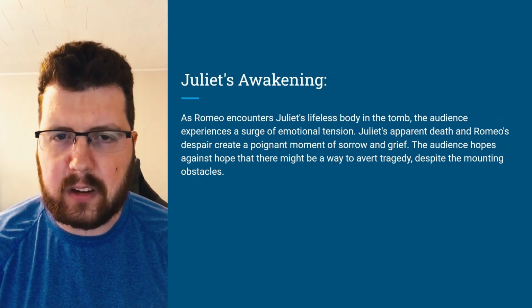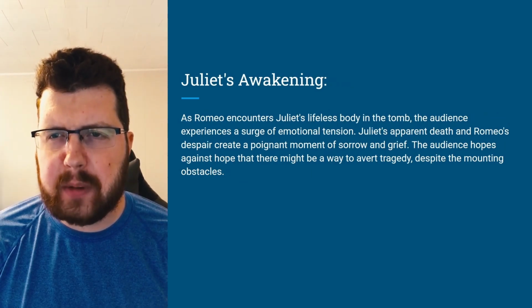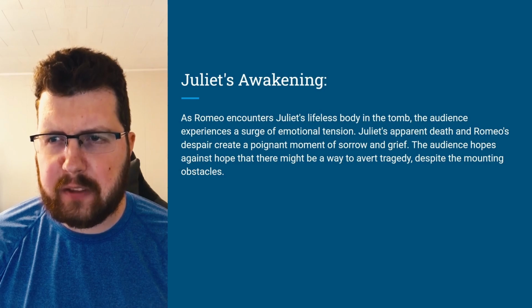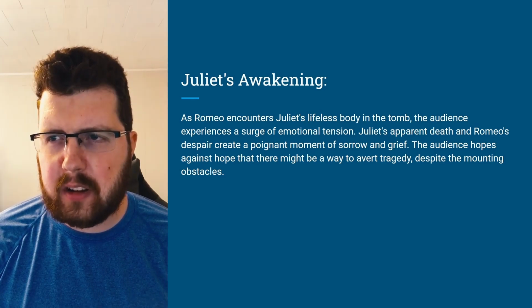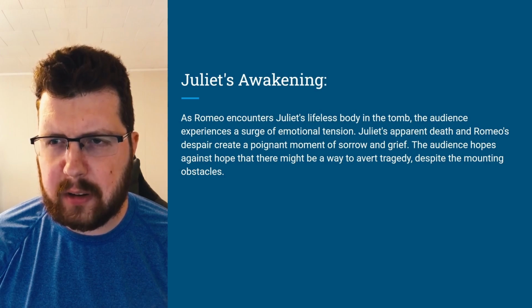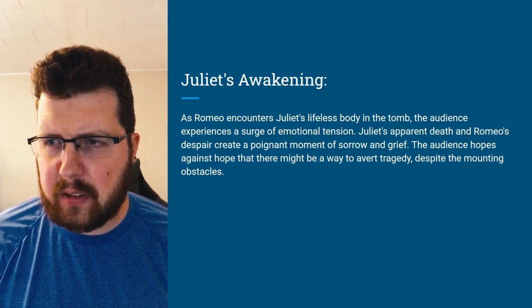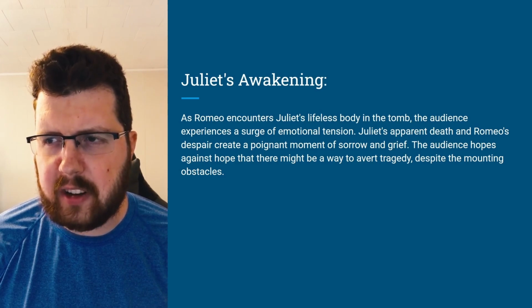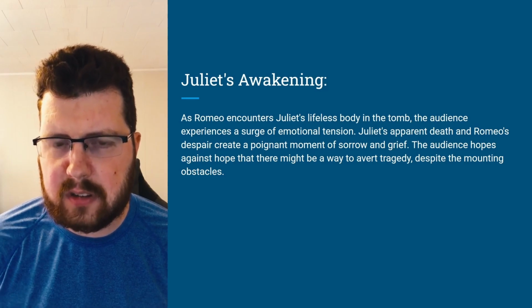of the scene. As Romeo encounters Juliet's lifeless body in the tomb, the audience experiences a surge of emotional tension. Juliet's apparent death and Romeo's despair create a poignant moment of sorrow and grief. The audience hopes against hope that there might be a way to avert tragedy despite the mounting obstacles.